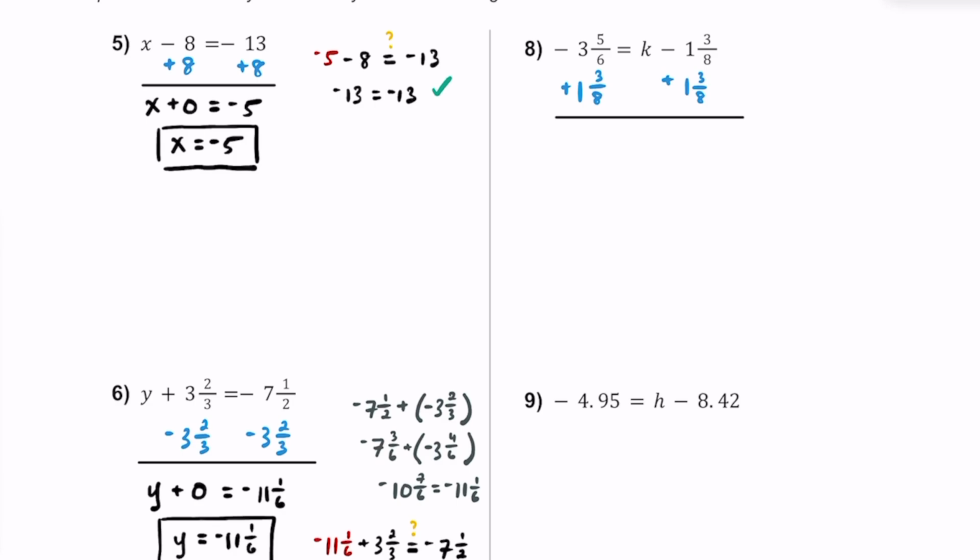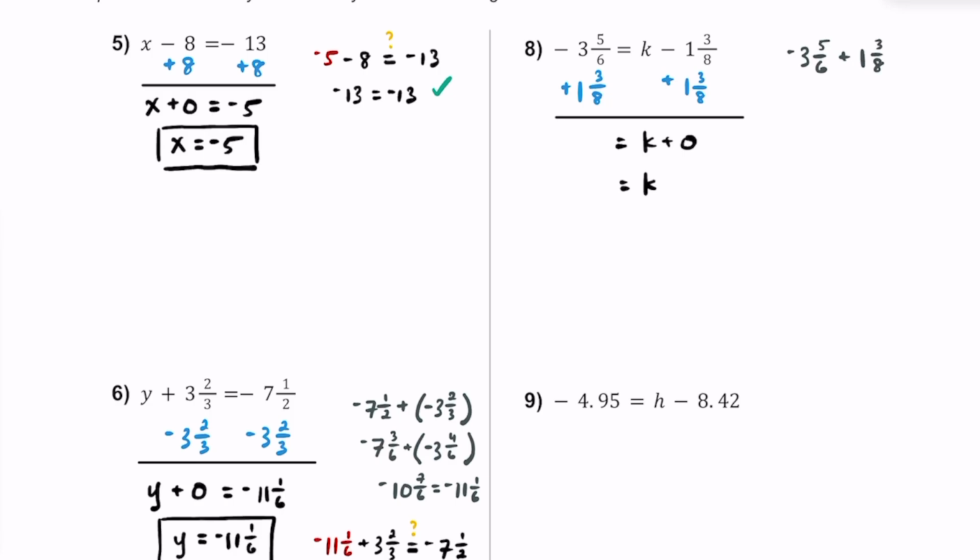Now, if we add 1 3/8 to both sides, negative 1 3/8 plus a positive 1 3/8, those are additive inverses. So we're going to get k plus 0. And if you want, you can use the identity property of addition and get rid of that 0, then we could just focus on the left side here. So on the left side, we have to take this negative 3 5/6 and add 1 3/8.